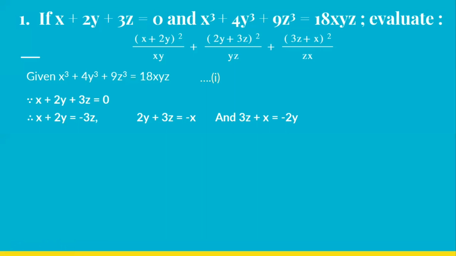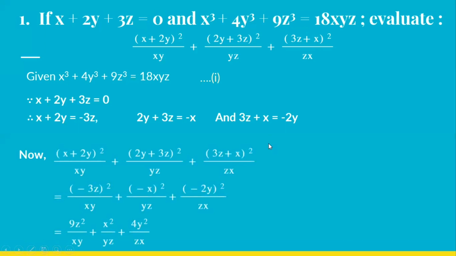Now what we do is we substitute these values in the expression we have to evaluate. So substituting, in place of x plus 2y we put minus 3z, 2y plus 3z we put as minus x, and 3z plus x we put it as minus 2y. Now minus 3 square is also positive 9. So minus 3z the whole square is 9z square. Minus x the whole square is going to be x square. And minus 2y the whole square is going to be 4y square.